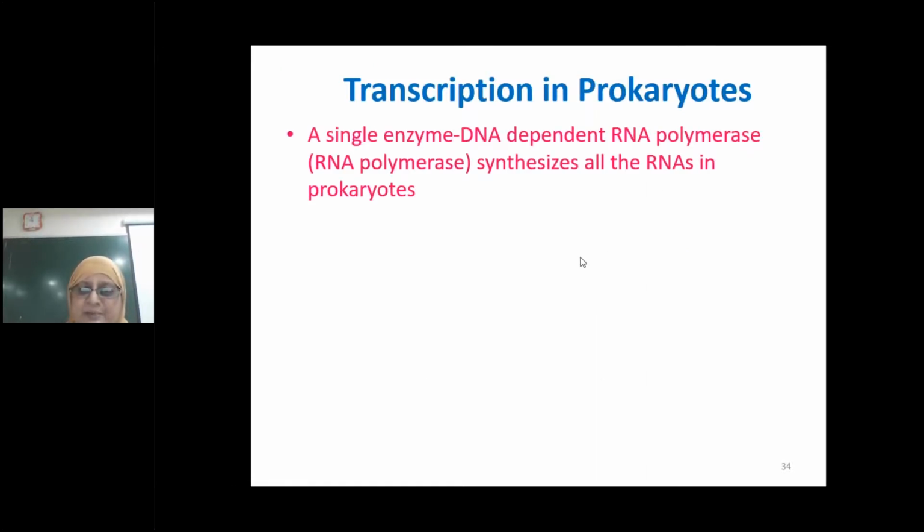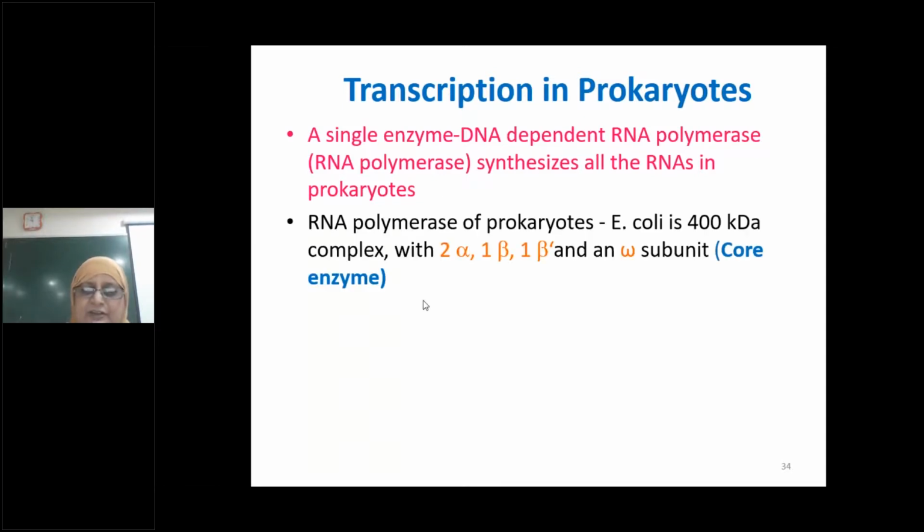For this transcription in prokaryotes, a single enzyme, DNA-dependent RNA polymerase, will synthesize all the RNAs. This RNA polymerase of prokaryotes, especially of E. coli, is 400 kilodaltons and consists of 5 subunits: 2 alpha, 1 beta, 1 beta prime, and an omega subunit. All these subunits together form the core enzyme of the RNA polymerase.